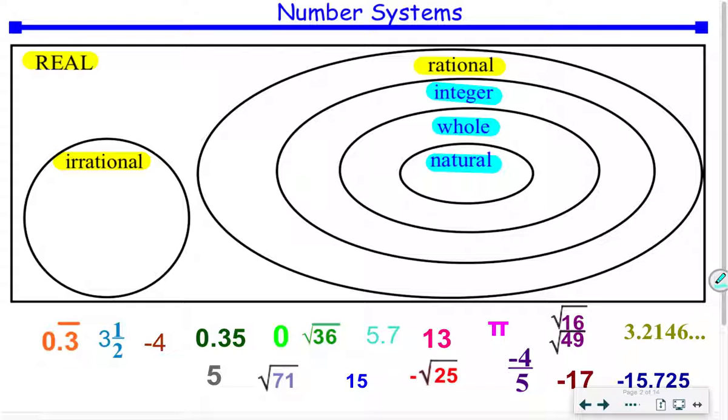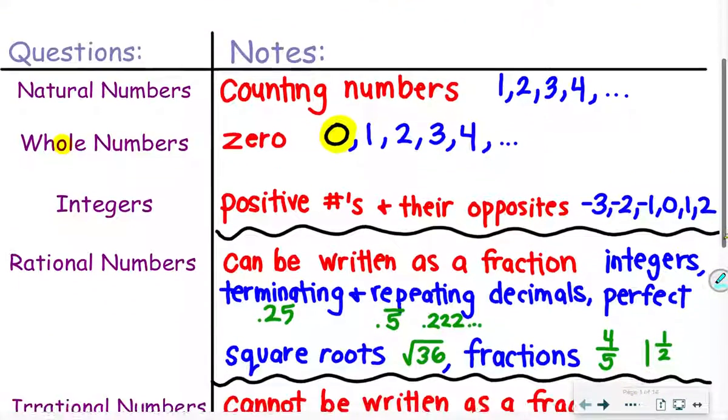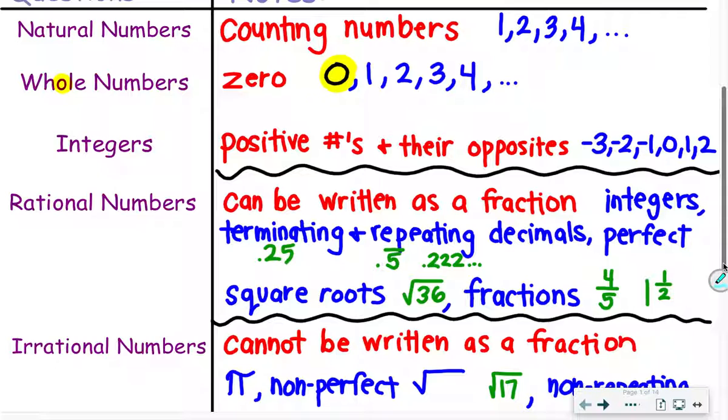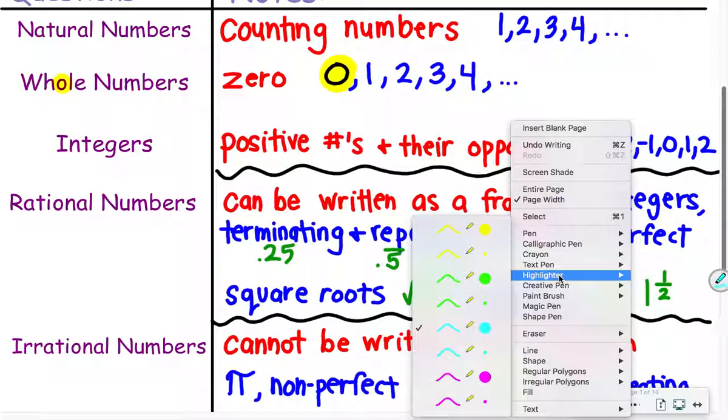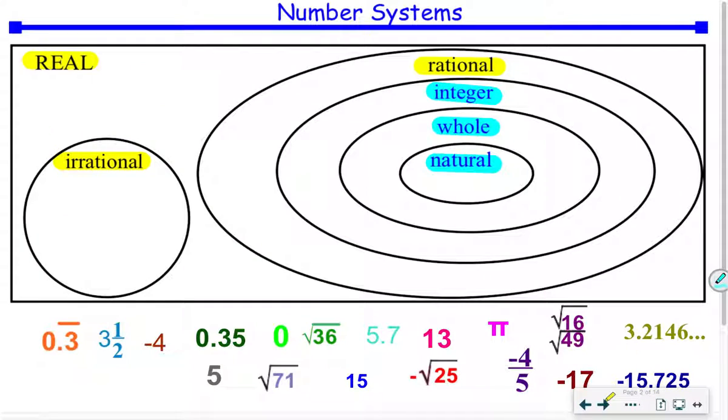So I'm going to start on the far left with 0.3 repeating. So that is a repeating decimal. So what I'm going to do is go back a slide and find out where I wrote down repeating decimals. I'm going to do some highlighting each time I find that. So look for the word repeating decimals, which is right here. That 0.3 repeating is just like that 0.5 repeating, and that fell under the rational number category. So I am going to take this 0.3 repeating and put it under the rational category. So you should write that down as well.